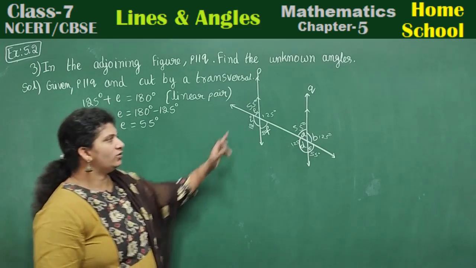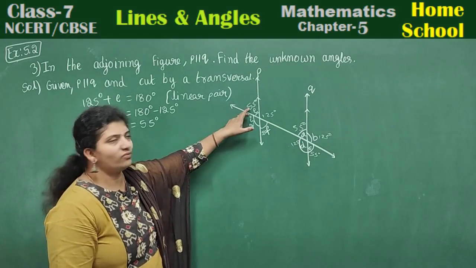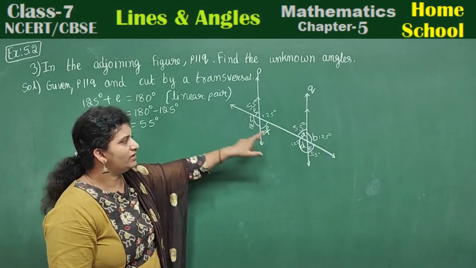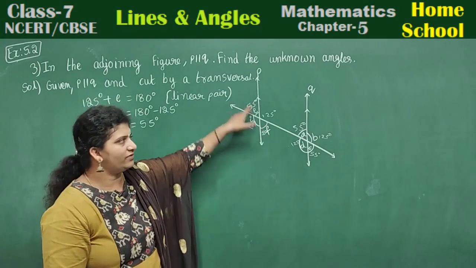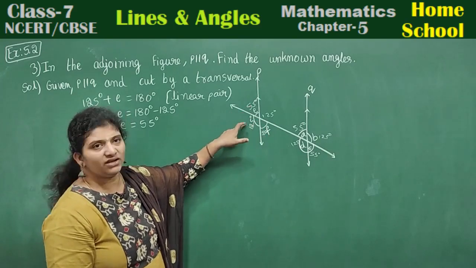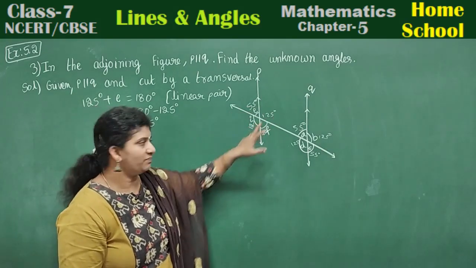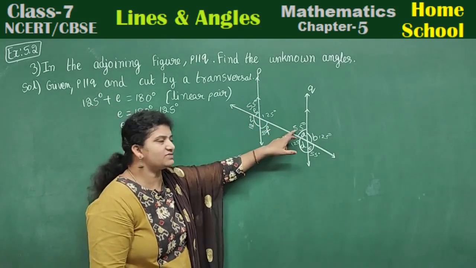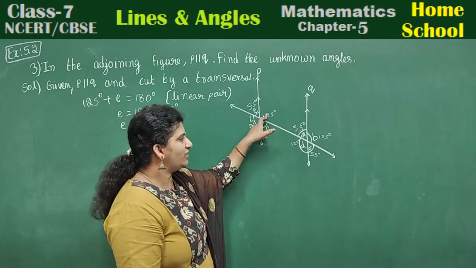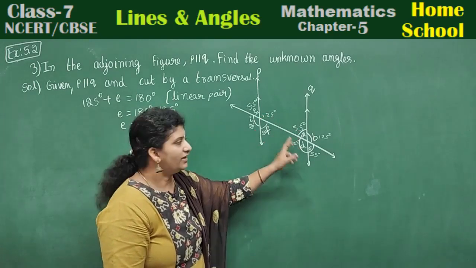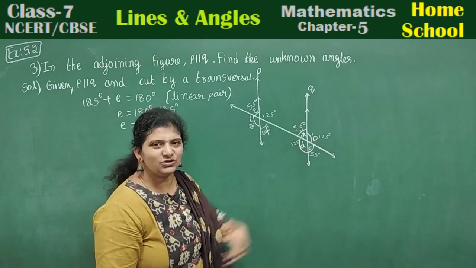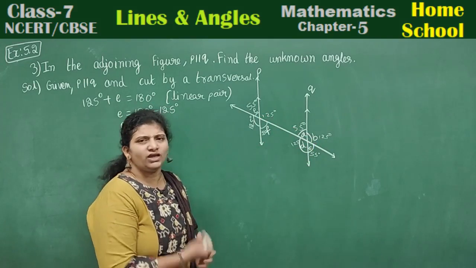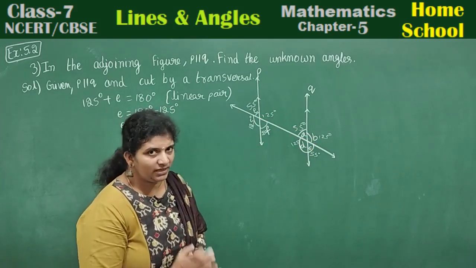First thing, what did I do? Linear pair. I found out one angle. If this is 55, the opposite angle will be equal, 55. And for this 125, the opposite angle is 125. And this 55, the alternate interior angle is this one. This is equal. And 125, this is also equal. Then again vertically opposite angles you can equate. Any way you can do, children, but understand the problem carefully.